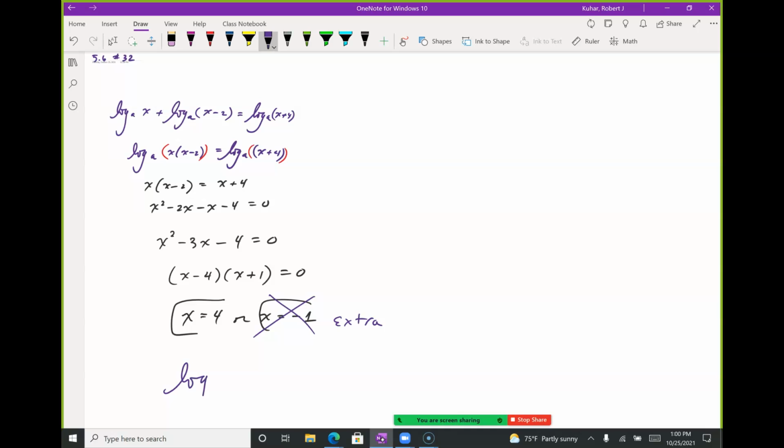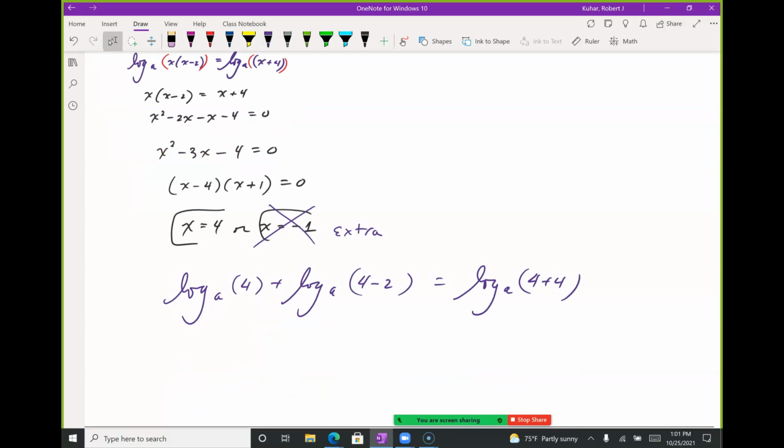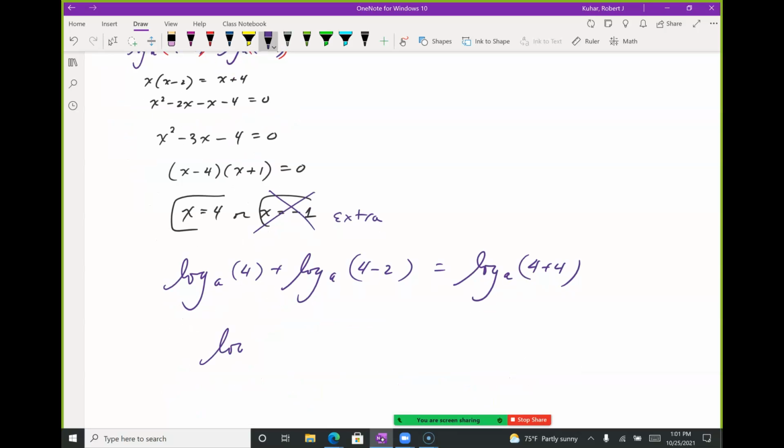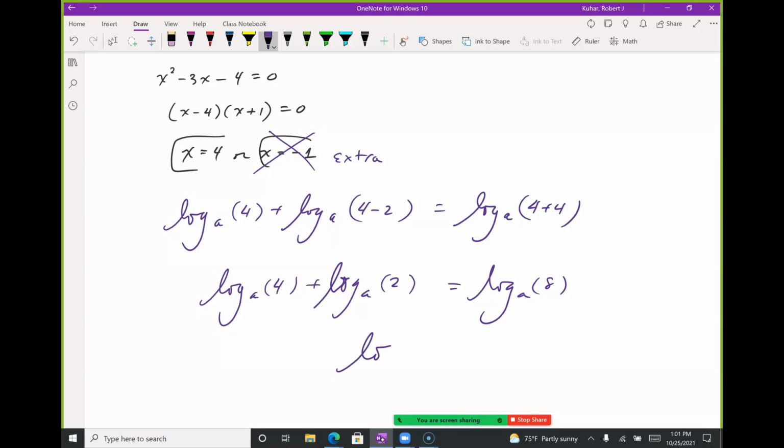I get log base a of 4 plus log base a of 4 minus 2 equals log base a of 4 plus 4. Okay, well I get an 8 on the other side. On the left-hand side I get log base a of 4 plus log base a of 2. Well, if I multiply those arguments, I do get 8, right? So I got it right. Log base a of 8 equals log base a of 8. Check.